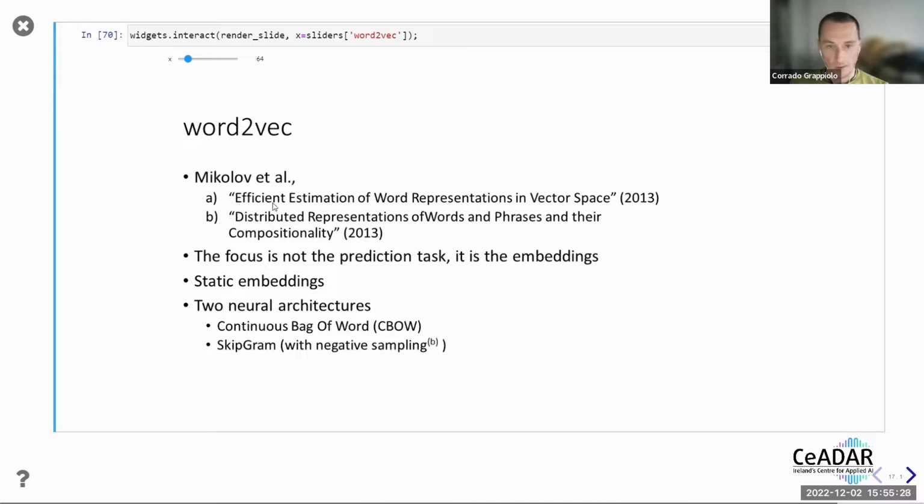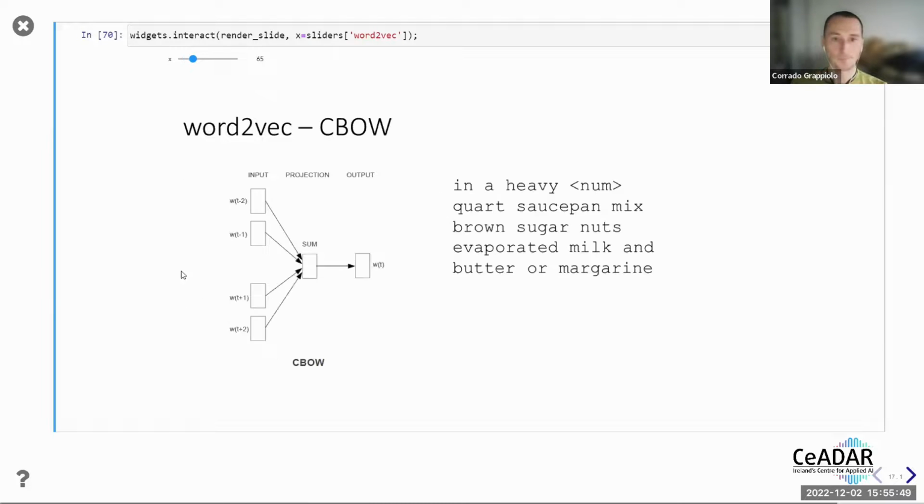This work of Mikolov, the first one, presented two neural architectures to learn word embeddings. One was called continuous bag of words, and one called skipgram. And in the second work that he did, he introduced this approach of negative sampling within the self-supervised learning paradigm, which I'll show you later.